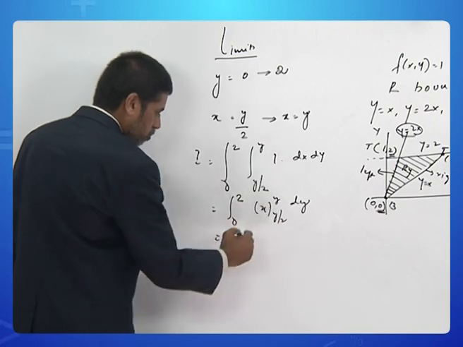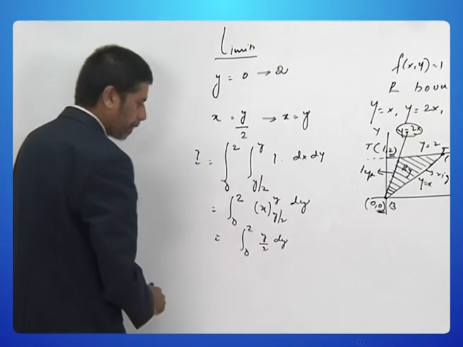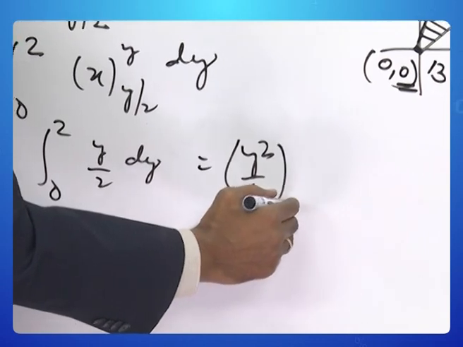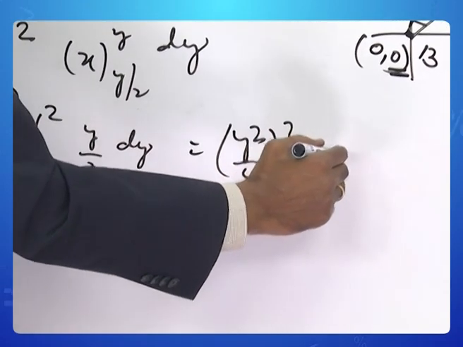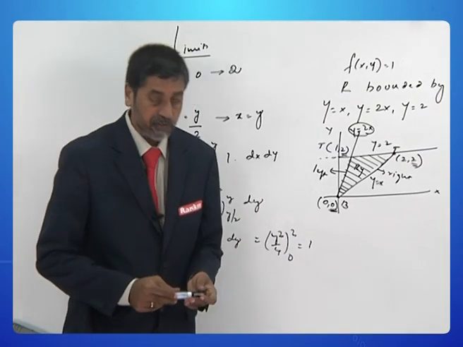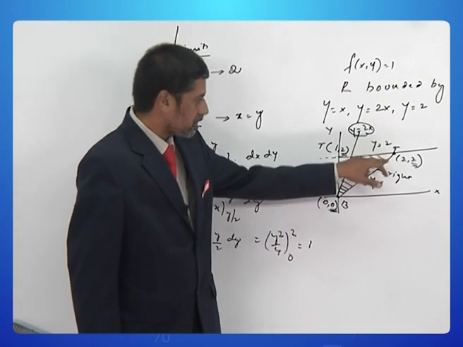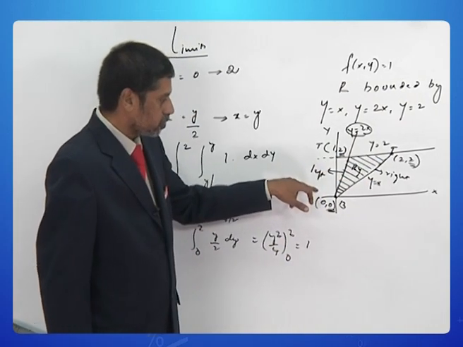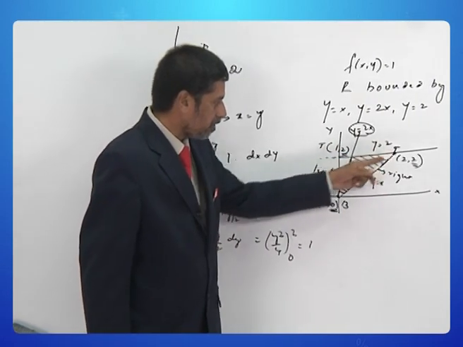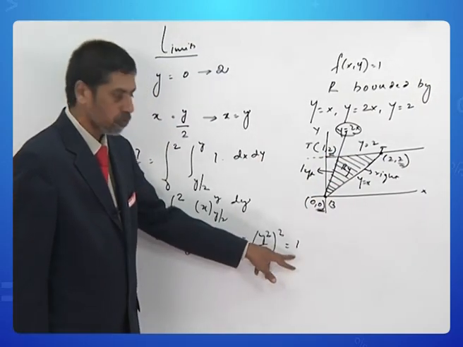So this will be y minus y by 2, so we'll get y by 2 dy. So this will be nothing but y square by 4 from 0 to 2, and you can see the answer is 1 unit. Dear friends, if you observe carefully, this will be the area of this triangle. For students who have practiced coordinate geometry, you can easily find the area of a triangle from the coordinates, and you will find that you get the same output.